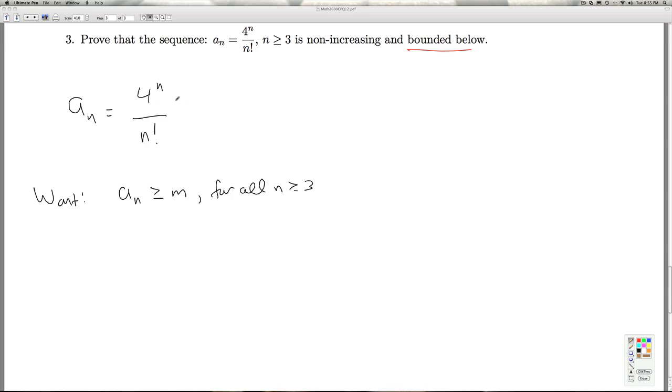Well, one easy thing to do is you just notice that 4 to the n is always positive, n factorial is always positive. So that means that a_n is always bigger than or equal to 0. Hence, bounded below.